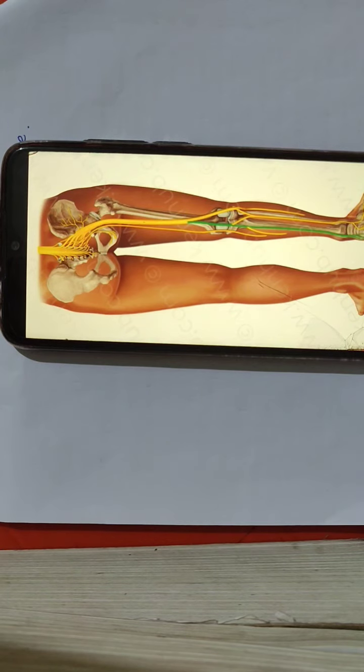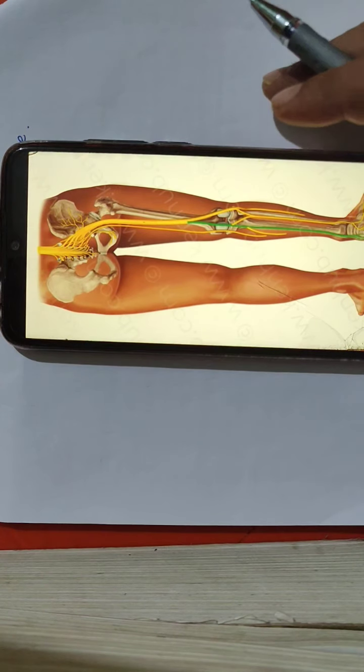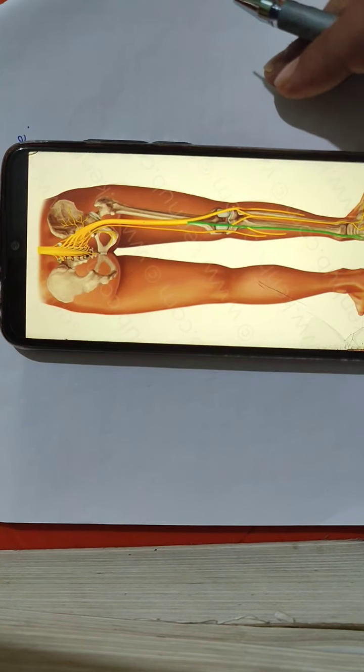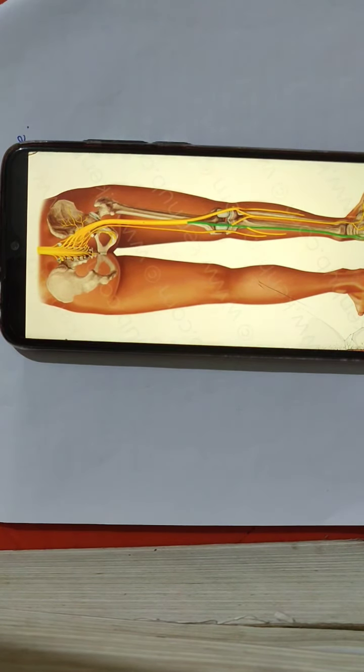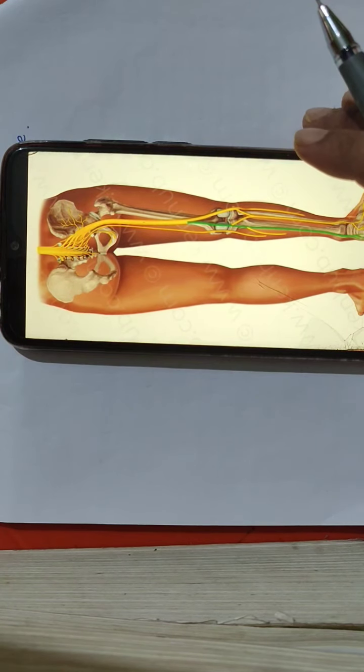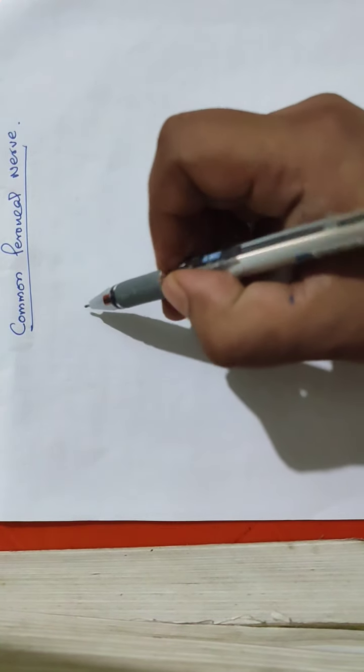Before giving these two branches, the superficial peroneal nerve and the deep peroneal nerve, the common peroneal nerve gives various branches, like two cutaneous branches and genicular branches, mainly three genicular branches. One is the superior lateral genicular branch, another is the inferior lateral genicular branch, and another is the recurrent genicular branch. Let us see.